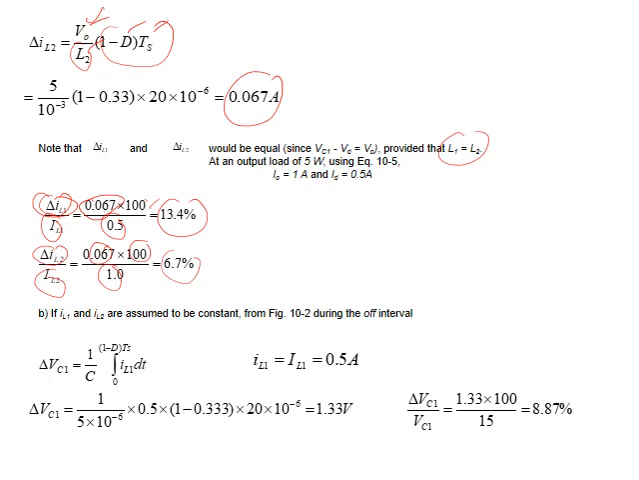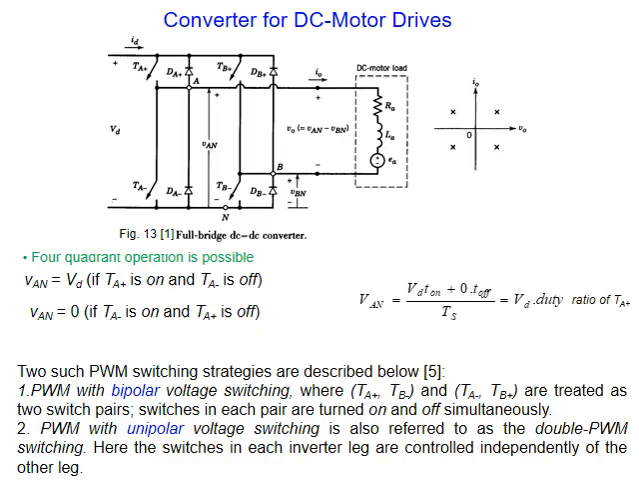For voltage, let's see. Delta VC1 is 1 over C integration of IL1, because IL1 flows in C1 during the off time. And IL1, I have it, 0.5. I just need to substitute here the duty cycle, the capacitor, and IL, then I get the ripple voltage. Dividing ripple voltage over voltage VC1, it seems there is some sort of error. So this needs to be considered in the real design.